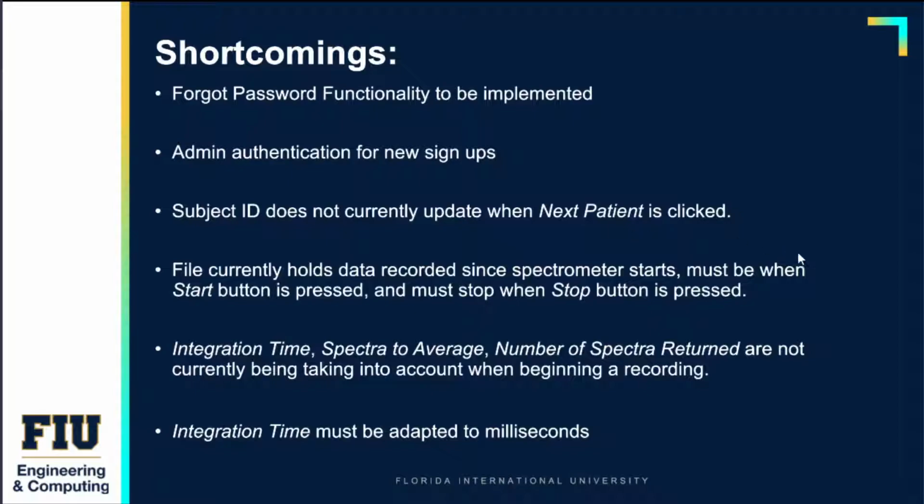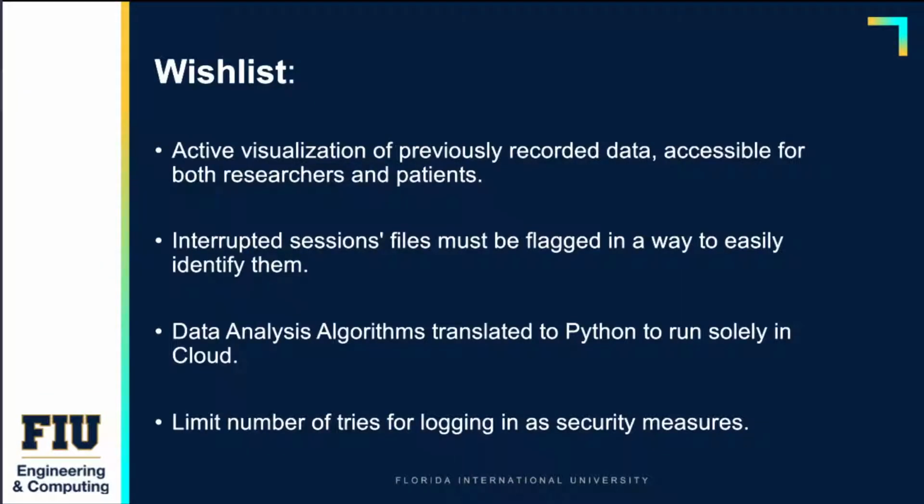So that's it for the shortcomings list, and let's move on to the wish list. The wish list is a list of items that our team would have liked to add to the project, but due to the short time span provided, were not able to be included. This originated from both our team's ideas and some of the product owner requests. The first one is an active visualization of previously recorded data, accessible for both researchers and patients. The researcher team we worked with desired a web portal accessible for both patients and researchers, with the ultimate goal of showcasing recorded data in the form of graphs and other visual aids.